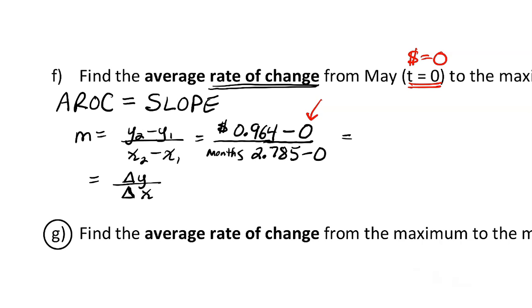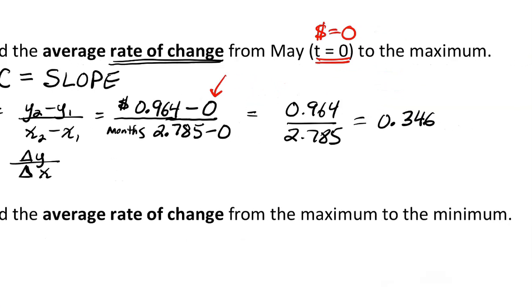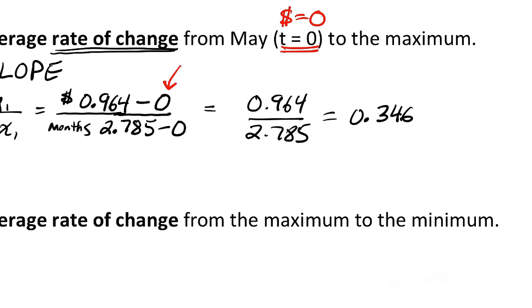So calculating this, we would have 0.964 divided by 2.785. This gives us an answer of 0.346. And what are the units of that? Well, we said the units were dollars per month. And I hope that makes sense as a rate of change. Rate of change. How much did the gas increase or decrease change over time? And this would be this many dollars per 1 month.